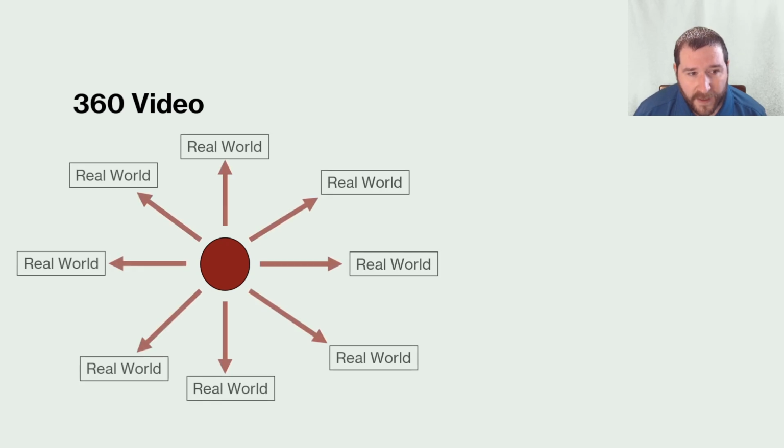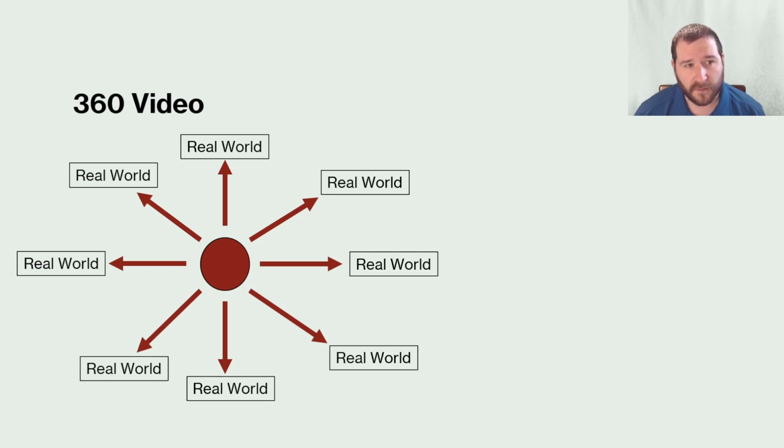Let's start with 360 video. So 360 video is a very cool concept. Normally, when we're recording video, we have to point at a specific subject and frame the subject and focus on that target. But with 360 video, the camera is essentially a sphere or ball, and it is recording in every direction at once. So what 360 video allows us to do is observe the entire real world as an observer would from a single point.